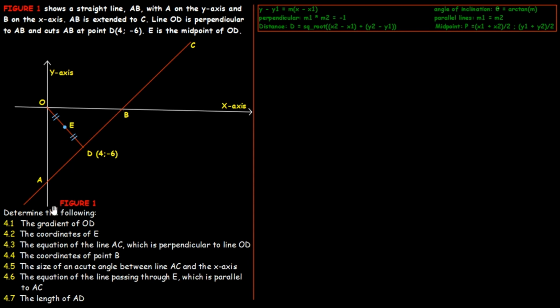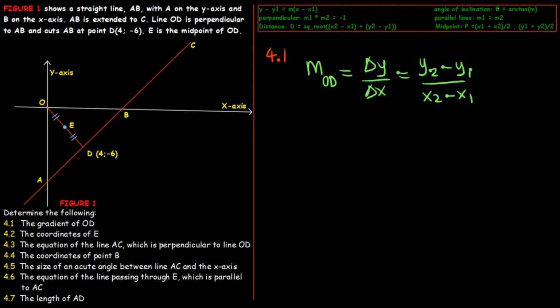Okay, so let's start by determining the following: the gradient of line OD. We use these formulas to help us in solving these questions. To calculate the gradient of the line OD, we use this formula. The gradient is denoted by the letter M, and let's put a subscript OD, indicating that we need to calculate the gradient of the line OD. We say change in y over change in x, or we can express it in this form: y2 minus y1 over x2 minus x1.